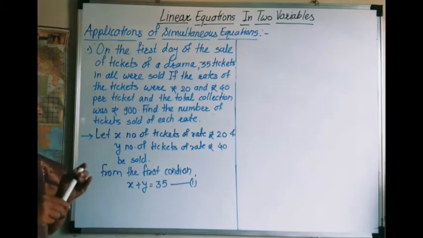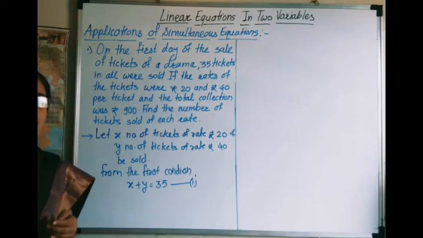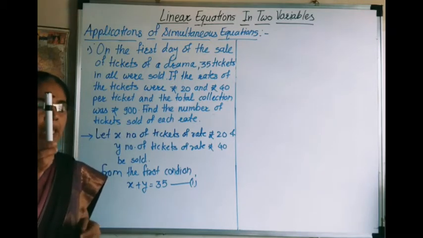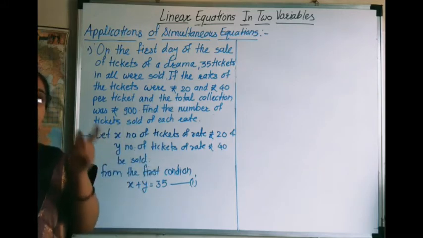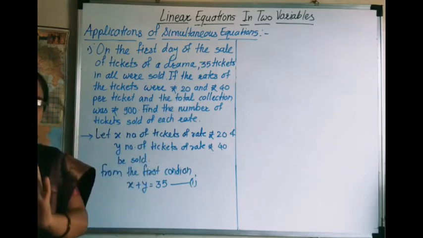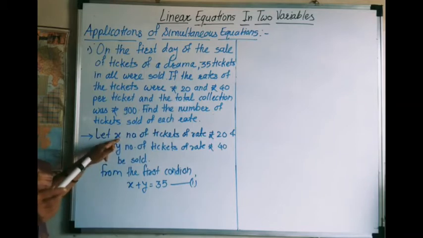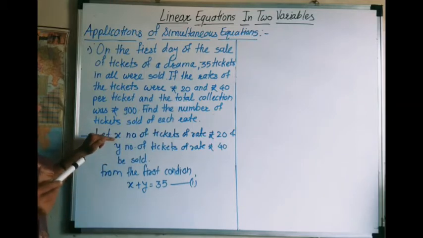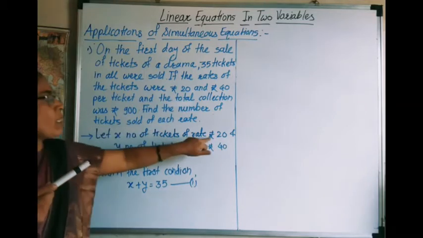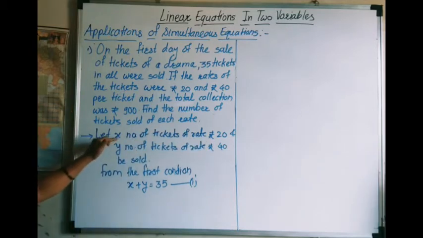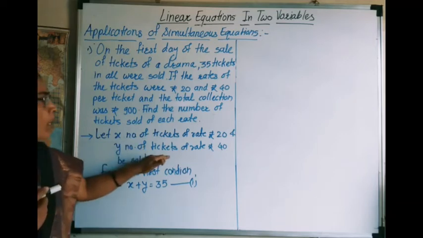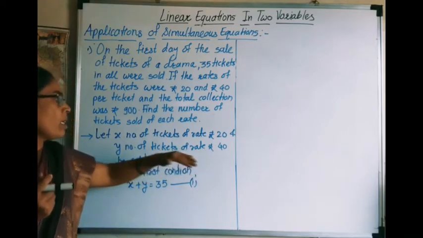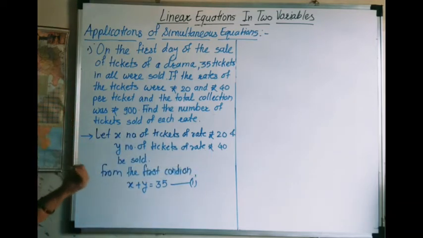If you are not understanding, see this example. If the cost of one pen is 5 rupees and if we sell 10 pens, then after selling we will get 10 into 5, that is 50 rupees. Similarly here also, if they sold x number of tickets of rupees 20, then they will get the amount x into 20, that is 20x, and similarly y number of tickets of rate 40, so the total amount is 40y.